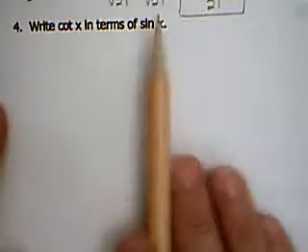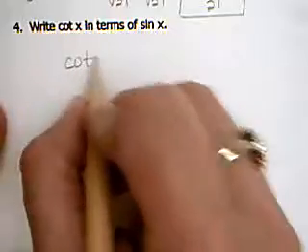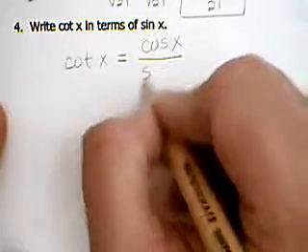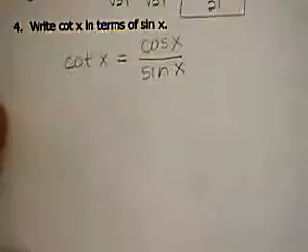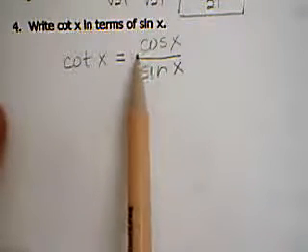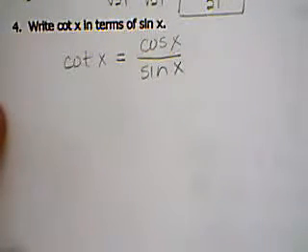algebra steps. What we know to begin with is that cotangent of x is equal to the cosine of x over the sine of x. So here we're writing it in terms of cosine and sine. So I want to find a way algebraically that I can rewrite cosine in terms of sine.